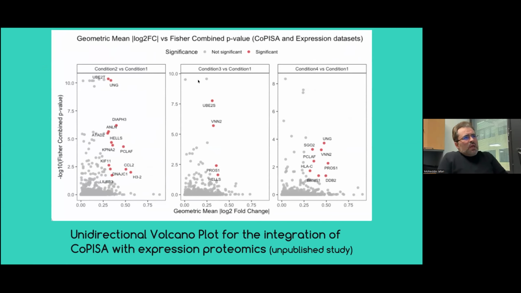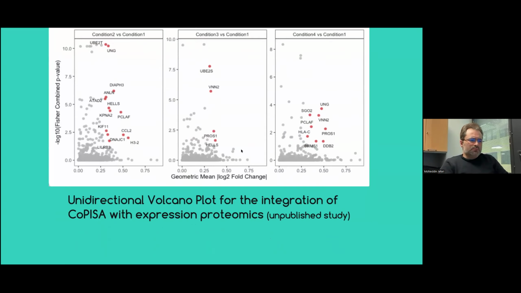There's another study where we try to integrate our method, the CoPISA method, with expression data sets. And in this case, you can see that some proteins are even targeted, and the expression of those proteins is also different compared to the single drugs. It shows that the mechanism of the combination is totally different, even changing the expression, not only related to the solubility change or solubility shifts, but also to the expression of the proteins.